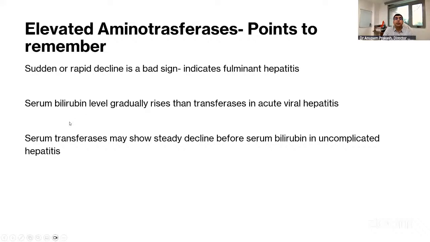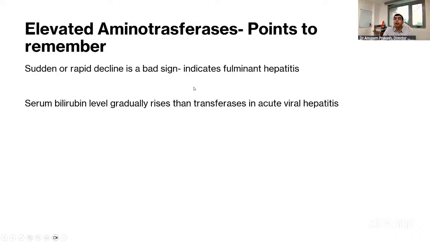The second is serum bilirubin level gradually rises and then transferases. So this is important. Many times you will see in your wards or your clinical practice, you will have transaminitis and bilirubin is 3. Liver enzymes are 200, 250. And you make a diagnosis of acute viral hepatitis. You put the patient on conservative management. Now, when you repeat it after 3 to 4 days or 5 days, you find the liver transaminases are the same, but bilirubin has increased. And you start panicking. That patient is deteriorating.